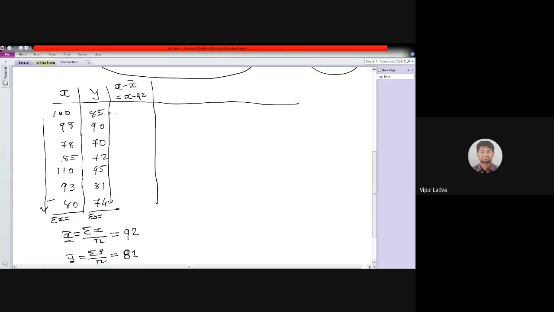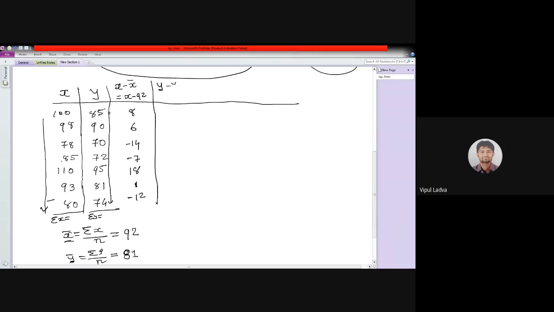So 100 minus 92 will be 8. 98 minus 92 will be 6. 78 minus 92 will be minus 14. 85 minus 92 will be minus 7. 110 minus 92 will be 18. 93 minus 92 will be plus 1. 80 minus 92 will be minus 12.